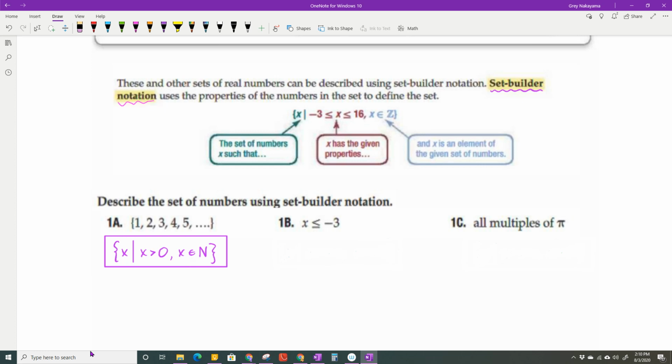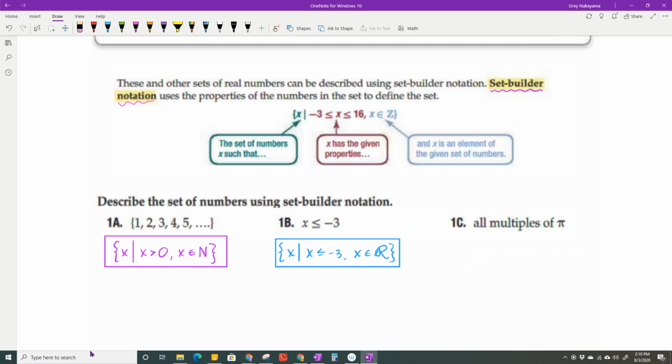So again, I'm starting off with my curly brace, x such that. Okay, they've already described it with that sentence there, so I'm just going to write x is less than or equal to -3, comma, and they didn't give me any restrictions on those numbers less than -3, so then I just say it's an element of the reals, which are all the numbers that we have talked about so far.